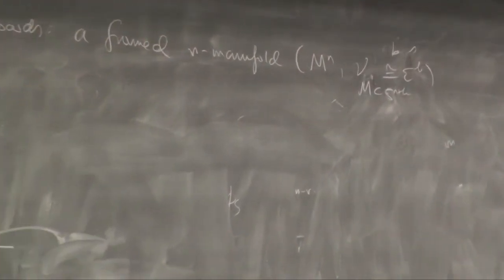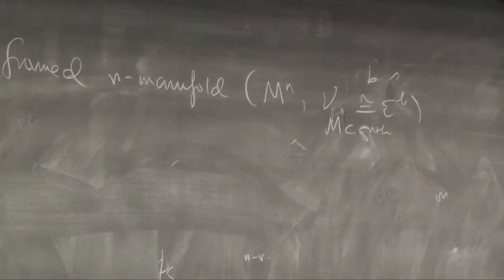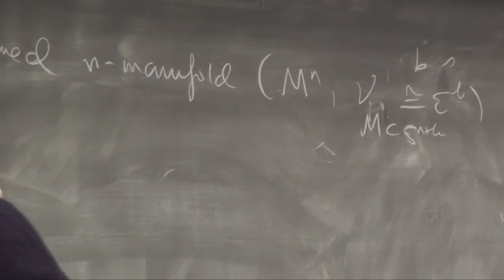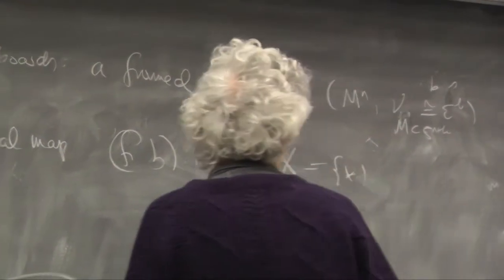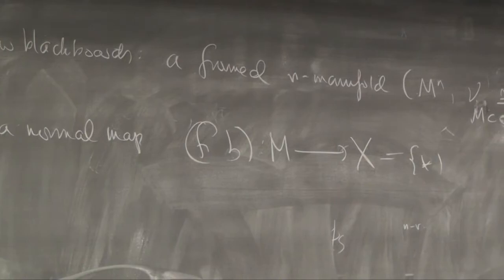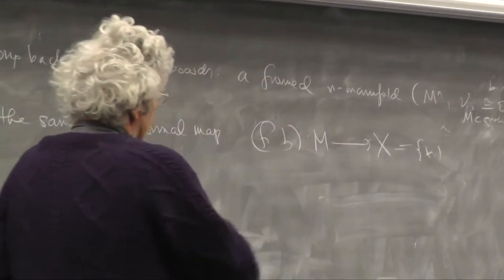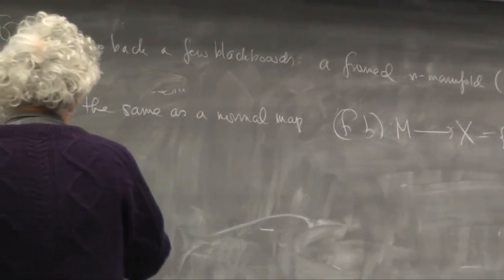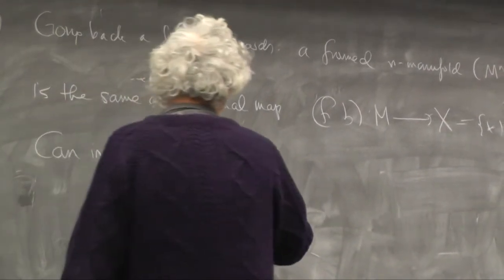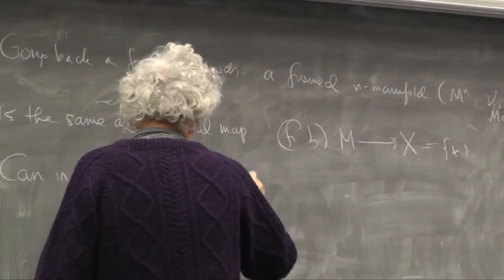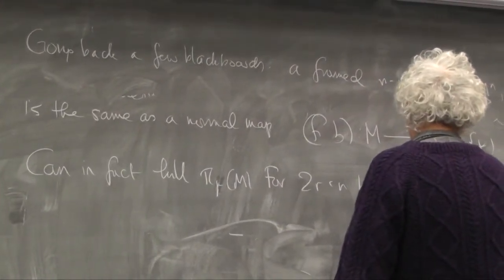A framed manifold is the same as a normal map where X, the target, is a point. Because there's only one vector bundle over X, in dimension k, the trivial bundle, and pulling it back for large k gives the same as a framing. One can, in fact, kill pi_r(M) for 2r less than n by surgery below the middle dimension.